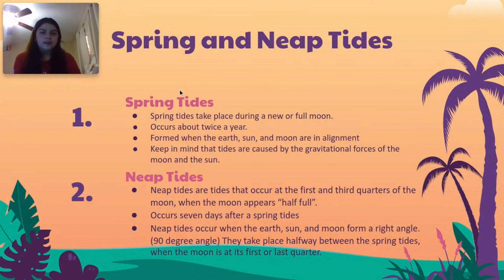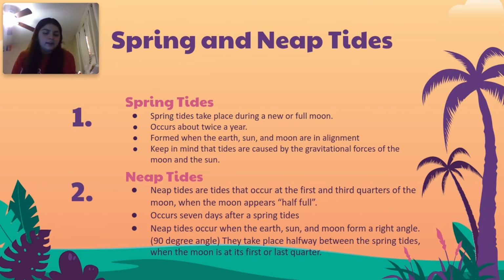Right now, I'm going to be discussing the spring and the neap tides. The spring tides take place during a new or full moon and occur about twice a month, and have nothing to do with the seasons. They form when the Earth, Sun and Moon are aligned in a straight line. Keep in mind that tides are caused by the gravitational force of the moon.